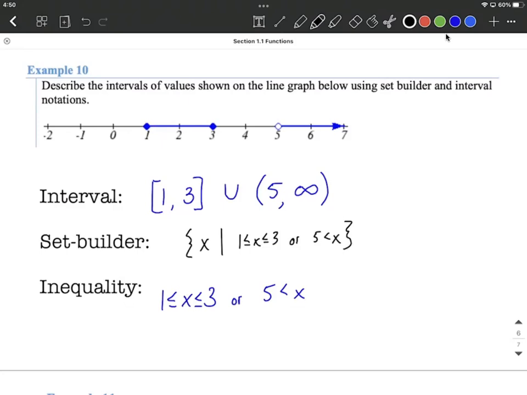Hope this helps out. Keep working on them. There are a lot of variations on this, but you've got to get down that filled-in circle, closed brackets, and "or equal to" signs go together. Open circle, parentheses, and strict inequality go together as well.